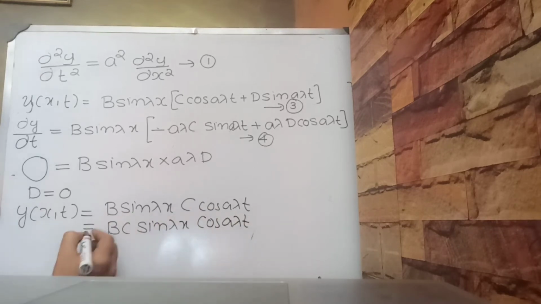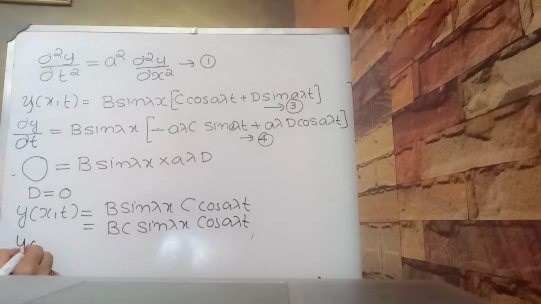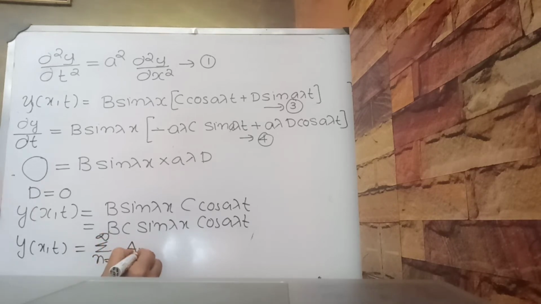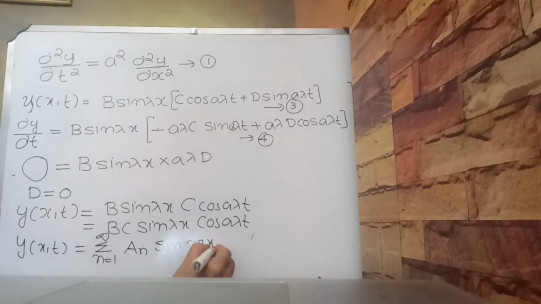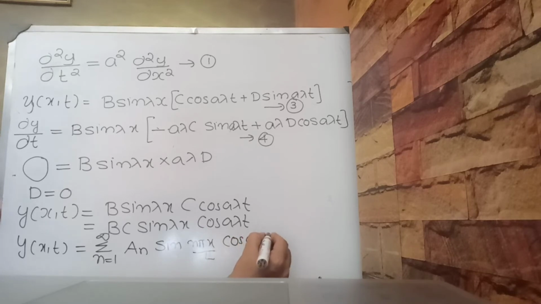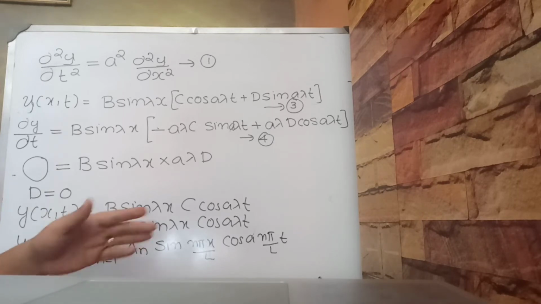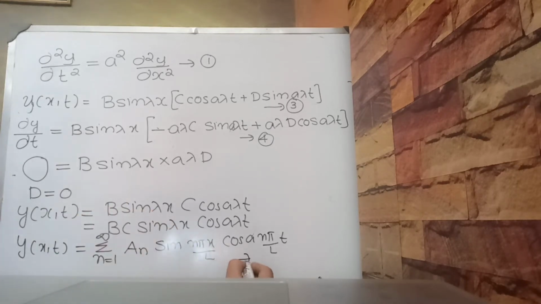We put bc as an and in general we can write y of x,t is equal to sigma n equal to 1 to infinity an into sin lambda x, that is n pi x by L, into cos a lambda t, that is a n pi by L into t. Now we have to find the value of an and substitute in this equation, that will be the displacement function of this particular string.